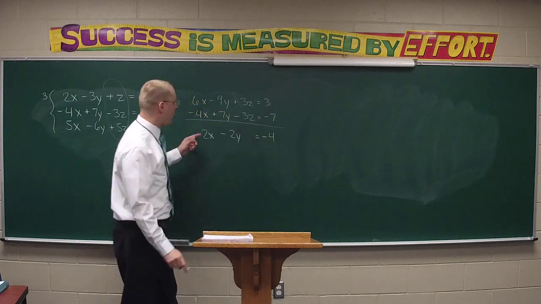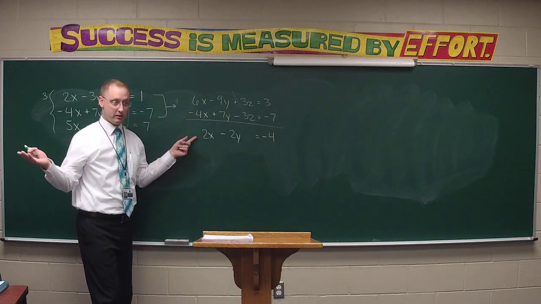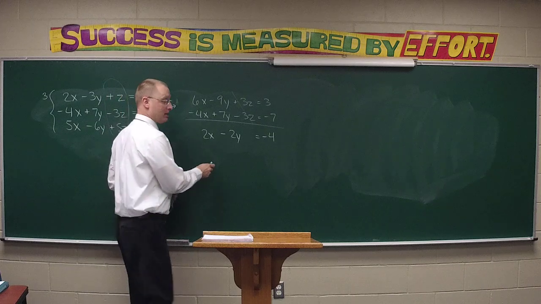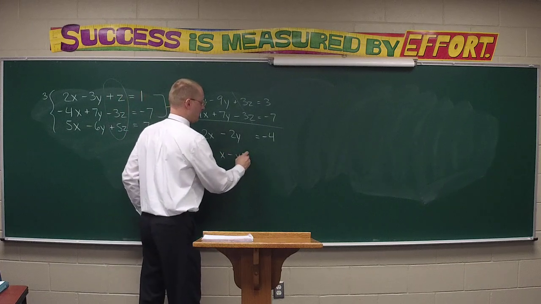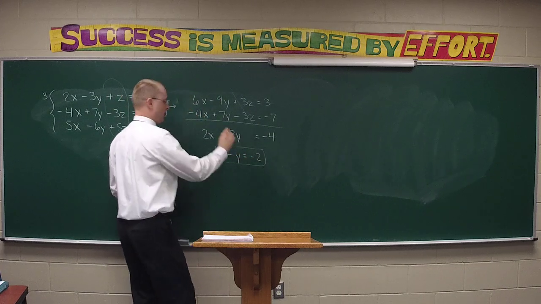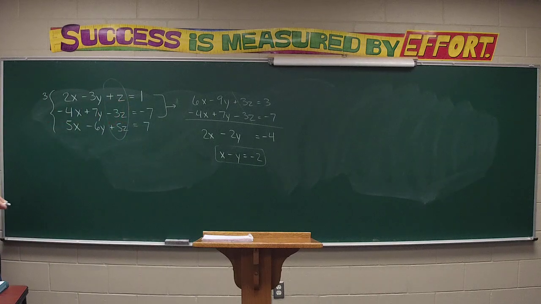negative 4. And by the way, as I see this, class, I can knock a 2 out of everything to make it x minus y equals negative 2. And that's a very happy equation. We need one more happy equation. Then we need to knock out the z again.